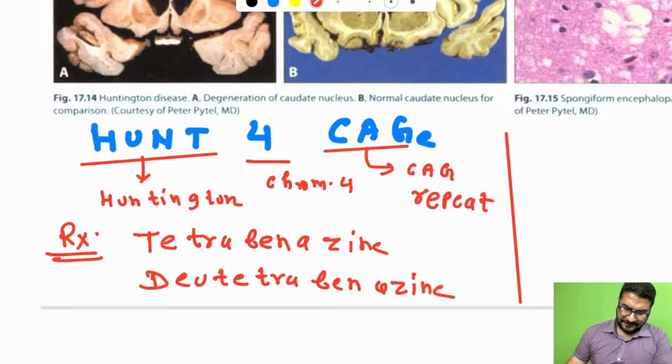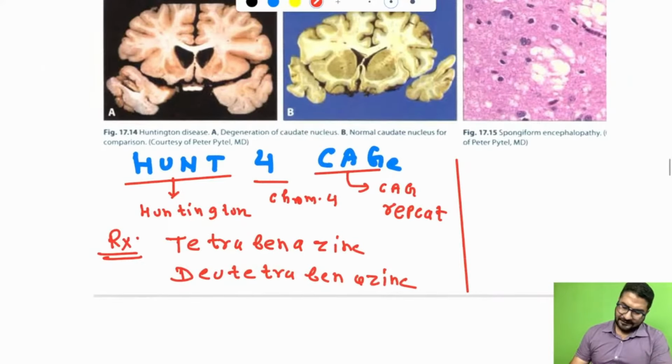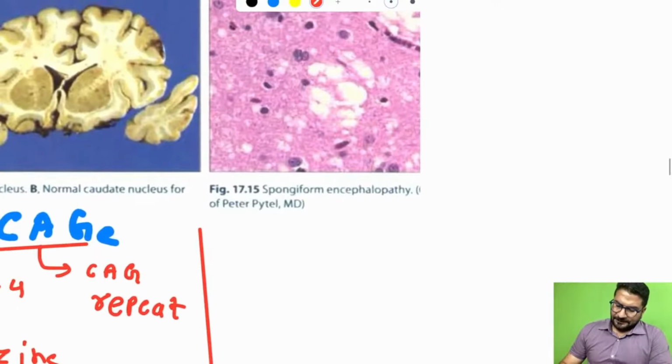Deutetrabenazine. So tetrabenazine and deutetrabenazine, these are two new drugs which we have for Huntington disease. Spongiform encephalopathy: you can see the nucleus, you can see the brain cells, they will look like a sponge. So it is nothing we see where in Creutzfeldt-Jakob disease.